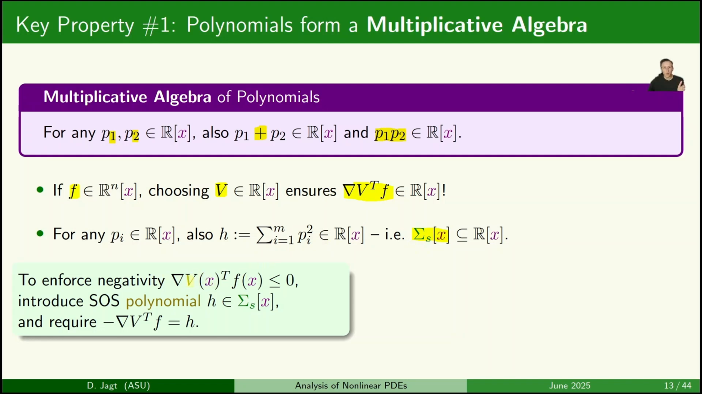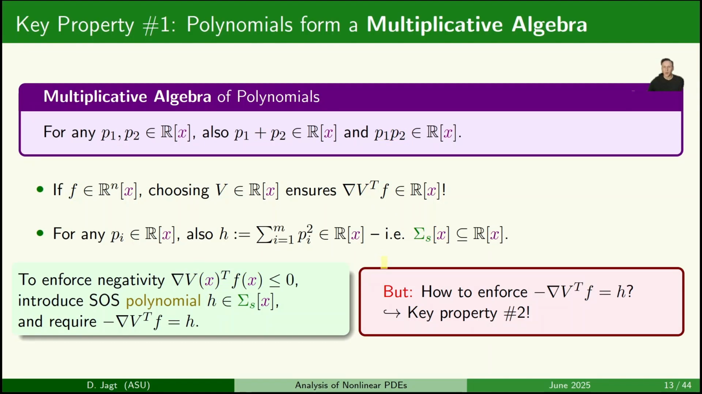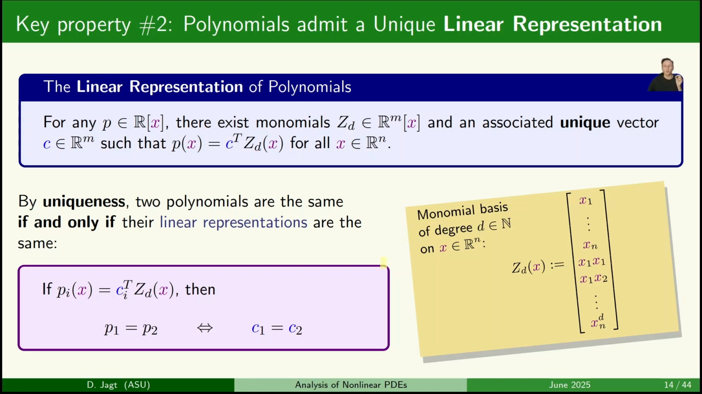So then to enforce negativity of this derivative of our Lyapunov function, we can introduce another sum of squares polynomial h and just enforce equality of our negative derivative to this function h. Of course, this leaves the question of how we can enforce equality of these polynomials, which brings us to the next key property, namely polynomials admit a unique linear representation. That is, for any polynomial function p, we can identify a basis of monomials z, as well as a vector of coefficients c, such that we can express this polynomial as a linear combination of monomials.